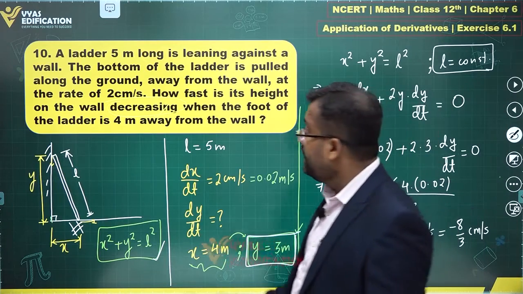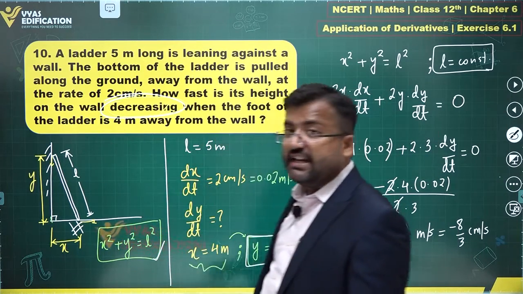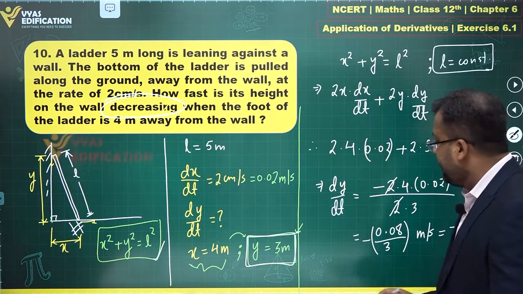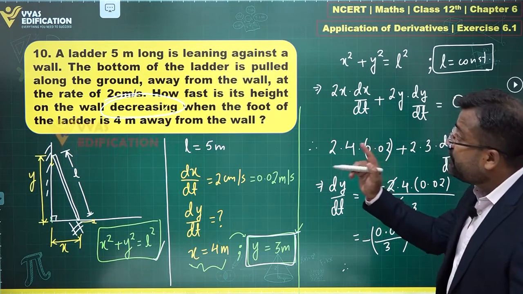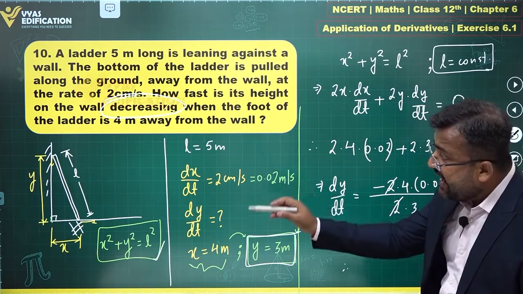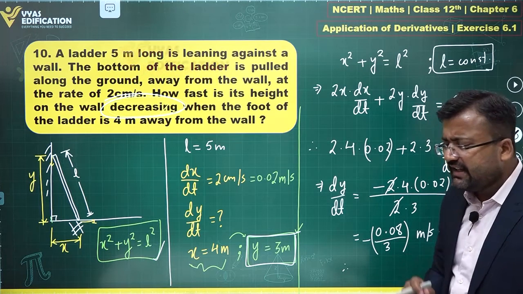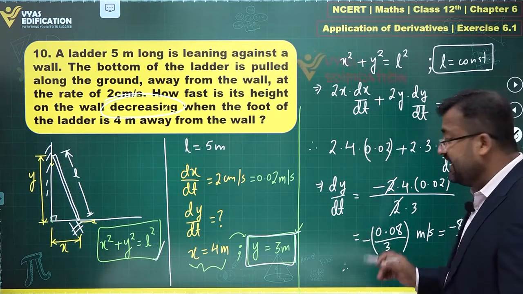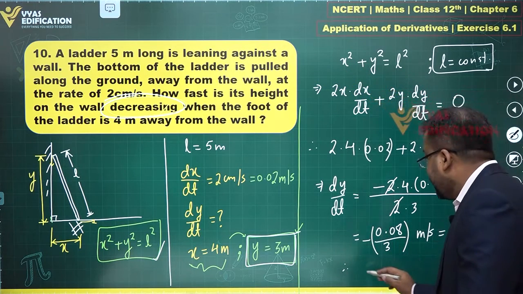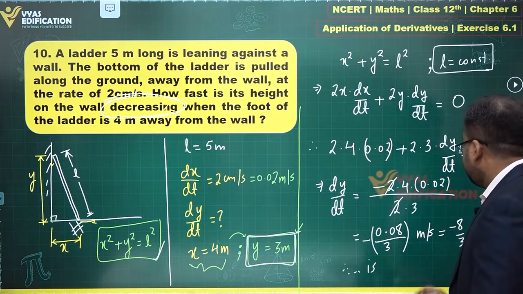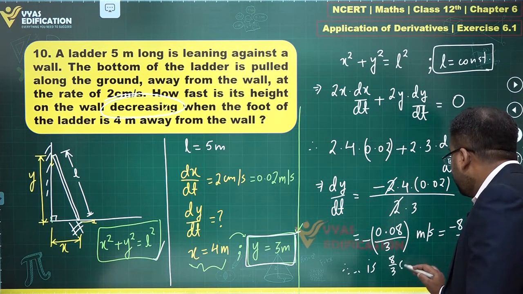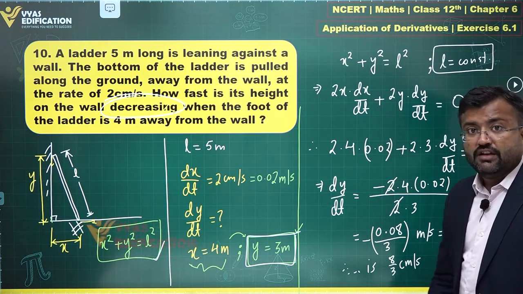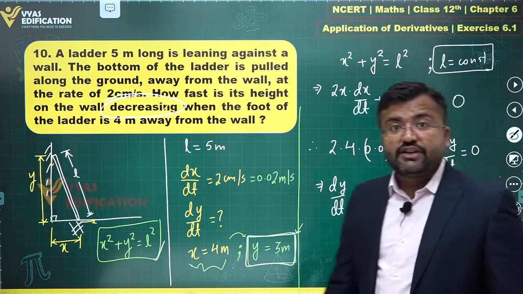But one more thing, the person already mentioned that it is decreasing, so you're not supposed to mention the sign. Sign shows that yes, it was decreasing, and therefore write it in this manner: the rate of change of height, or the rate at which the height is decreasing, is 8 by 3 centimeter per second. And that is my answer for this one over here. Let's move on to the next question after this.